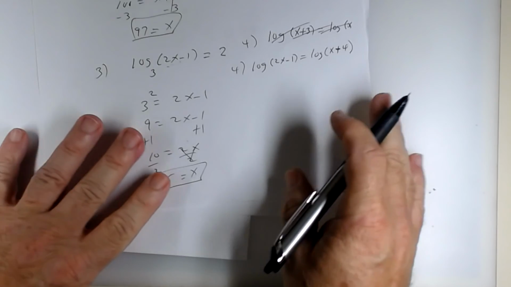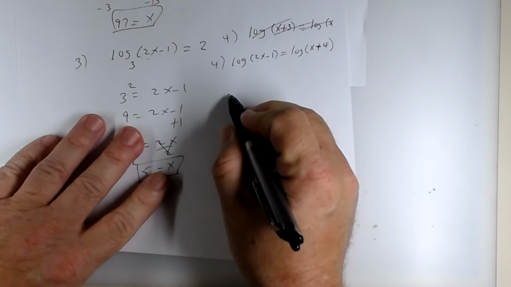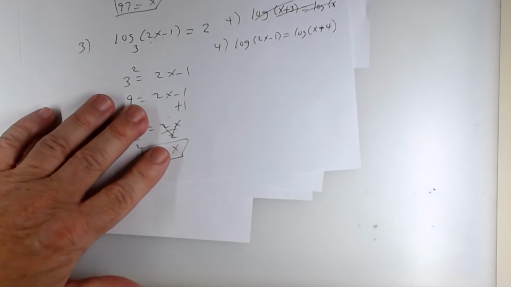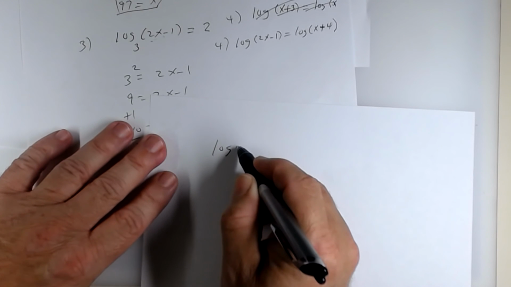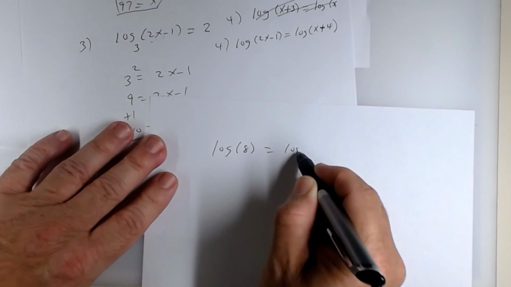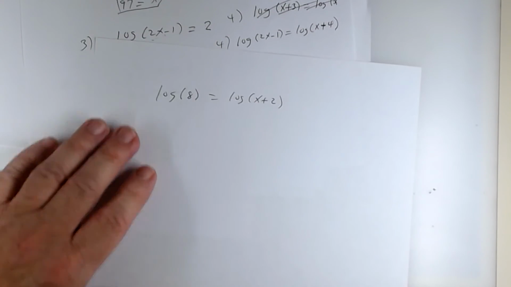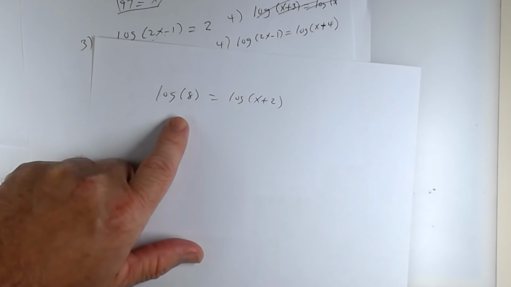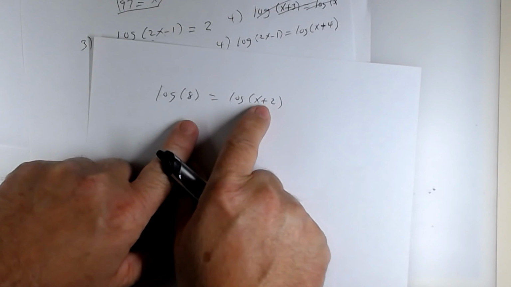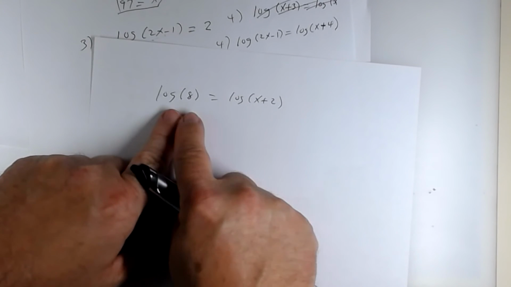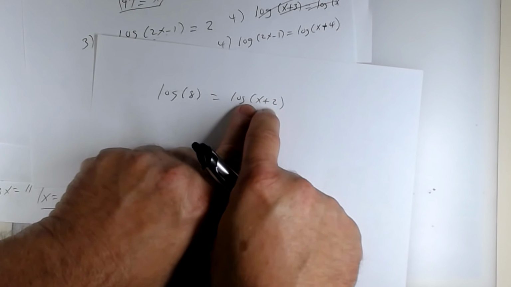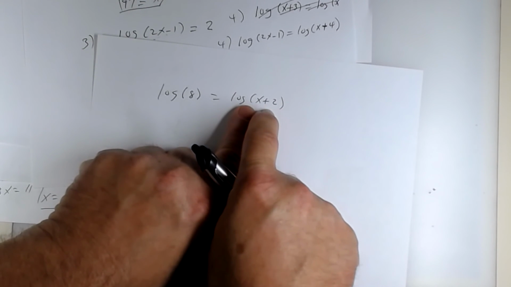Here's the idea. If I have the log of 8 equals the log of x plus 2, that's easy enough that you can tell me what x needs to be. Because 8 and x plus 2 have to equal the same thing, don't they? So what do you think x needs to be? 6. Because this is log 8, and how can I get this side to look exactly like this? If x was 6.